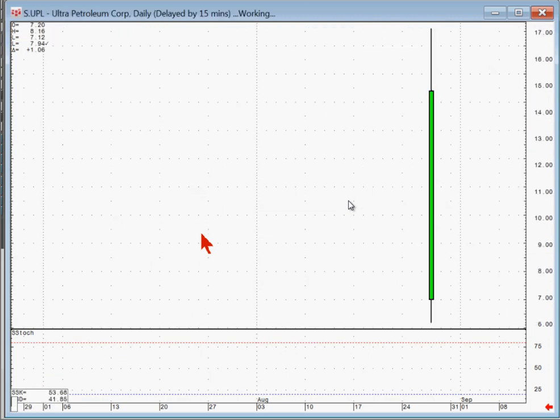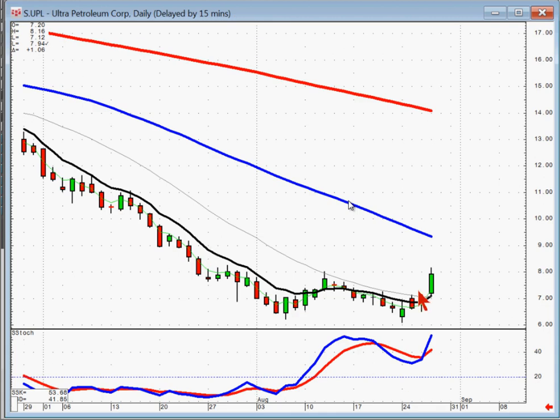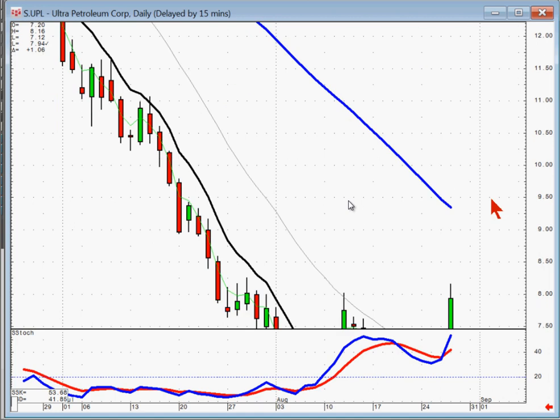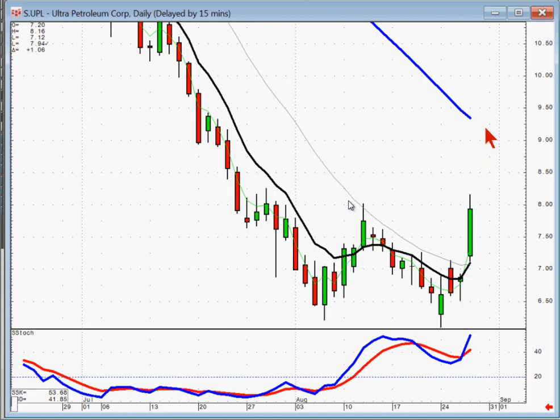Okay, some others that look good right now. UPL, there's your best friend. Gap up above the T line. Probably heading for the 50-day moving average.